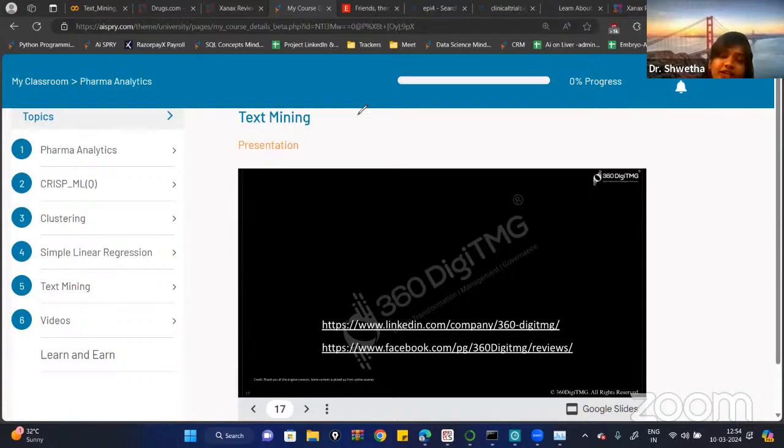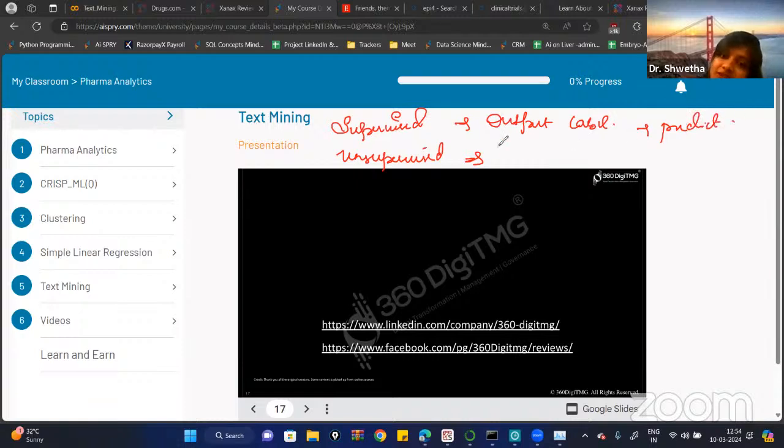Once we were done with CRISP-ML(Q), we discussed the different machine learning algorithms. We saw the supervised learning models and unsupervised learning models. Supervised is where we have an output variable. So we train the model with an output label and then try to predict this output for the new data. Whereas in unsupervised learning, we don't have the label, so we are just summarizing the data into different groups.